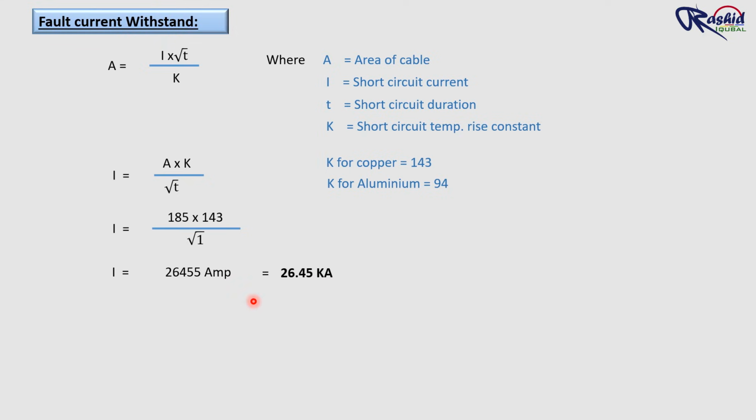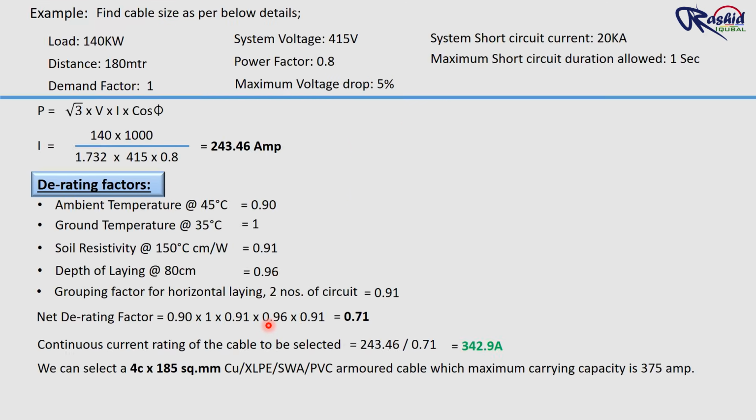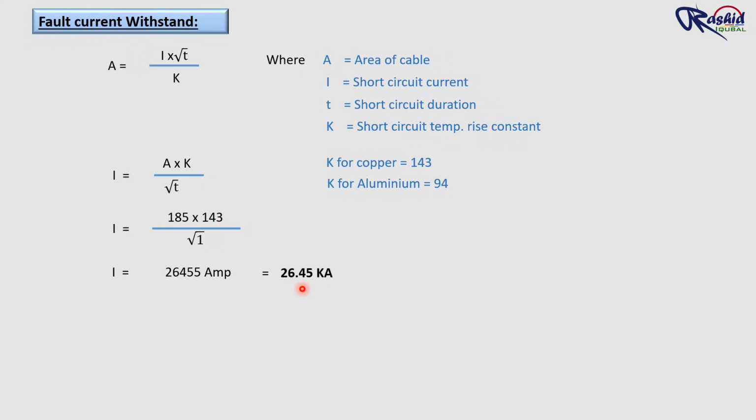For selection of cable, the short circuit current rating of a cable should be at least as high as the maximum expected short circuit current in the electrical system, to prevent overheating, damage and safety hazards during fault condition. And here the system short circuit current is 20 kilo ampere, and our calculated cable short circuit current is 26.45 kilo ampere. It is more than the system short circuit current. That means this satisfies our criteria, so we can go with this size of cable.